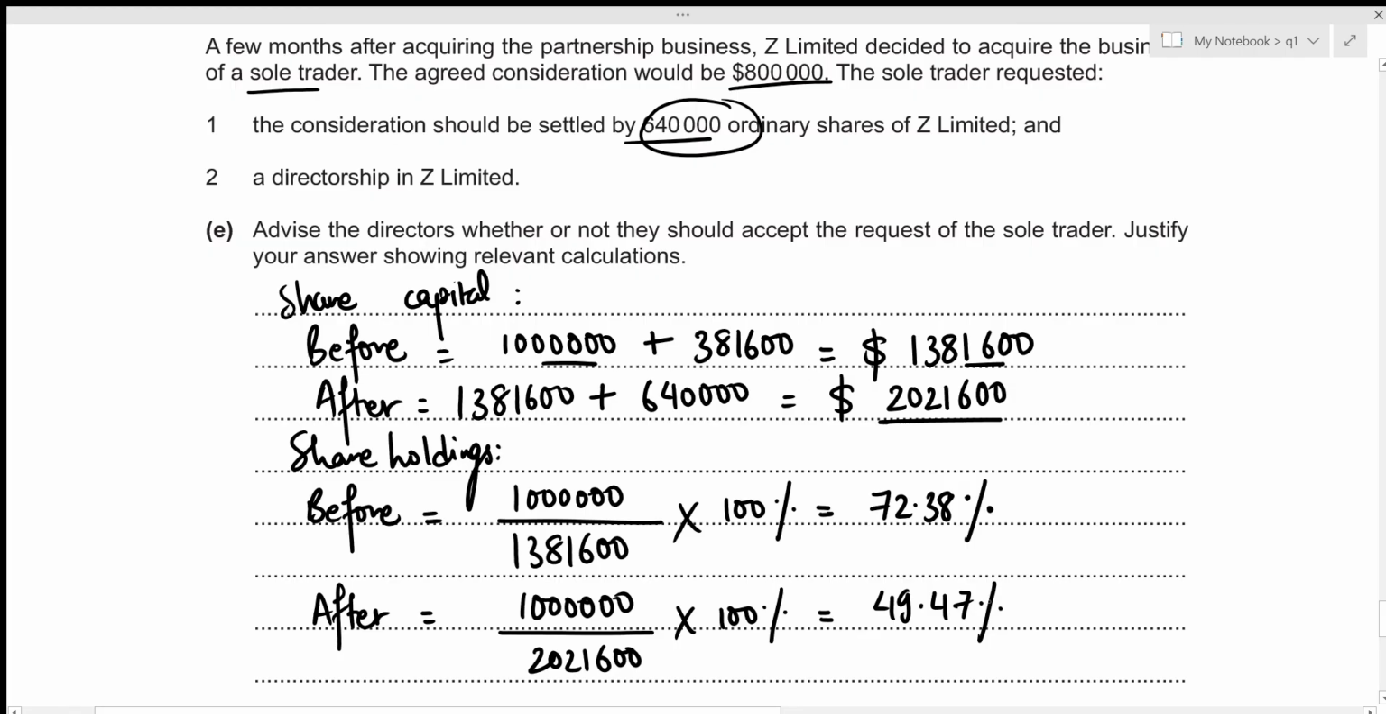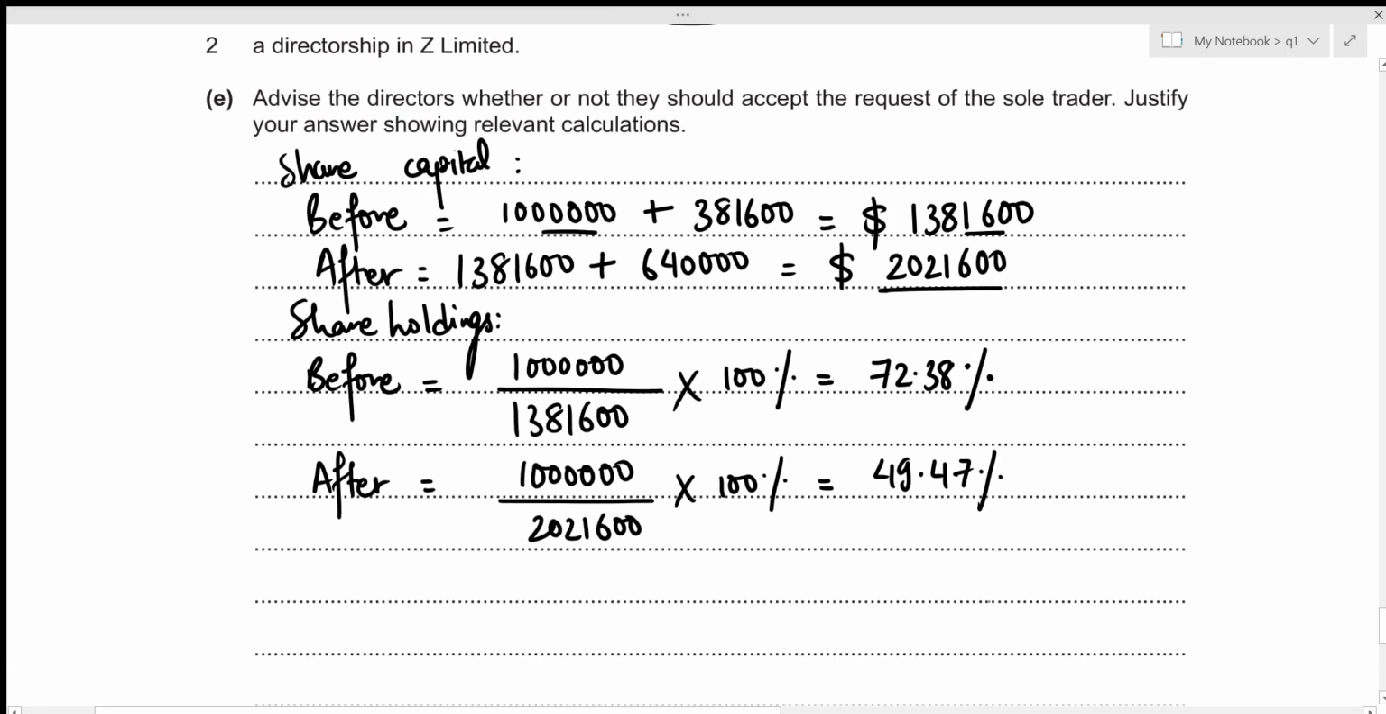Okay, now we can move towards non-numerical factors, right? So if Z Limited issues shares towards the sole trader for its acquisition, then it obviously does not have to pay any cash, right? So that maintains the liquidity position. That's a good thing. Let's write it down. By issuing shares, Z Limited is saved from paying cash.